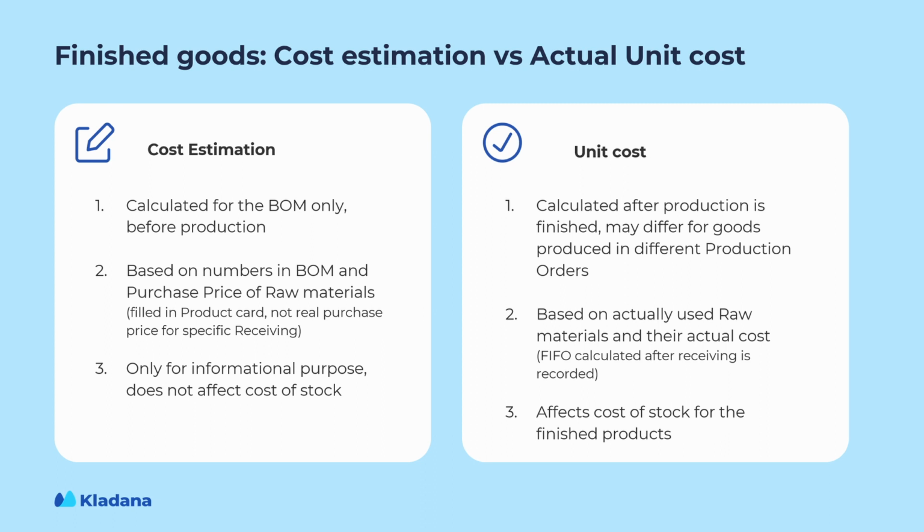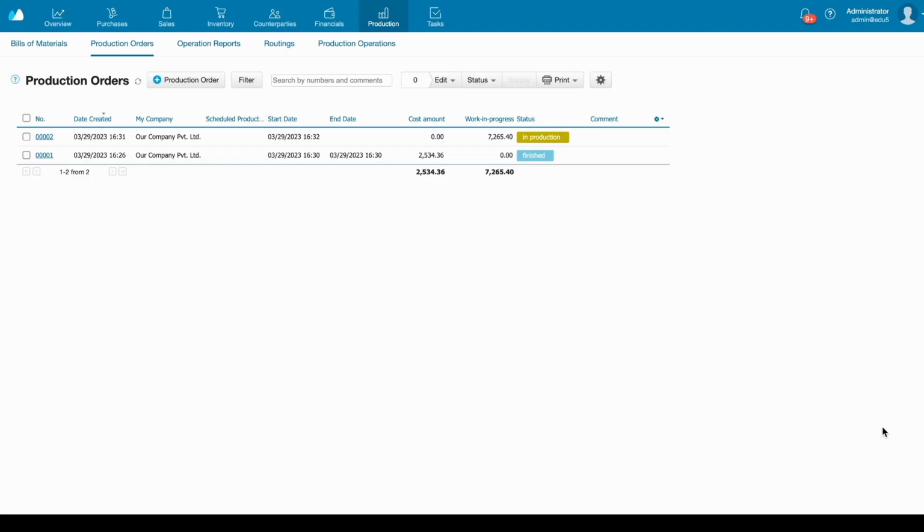The actual cost of produced goods is based on the unit cost of used raw materials, not the purchase price from the product card. List and quantity of used raw materials, quantity of actually produced goods, and cost of operations for the specific production order. So we finished with our preparations. Now we are ready to start production.